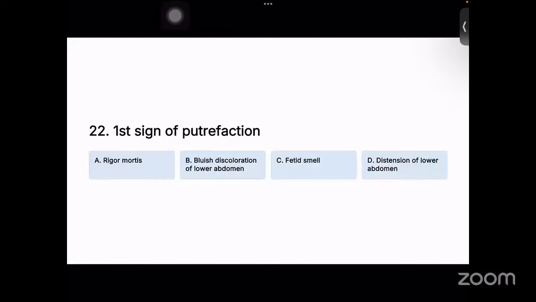The first sign of putrefaction is bluish discoloration of lower abdomen. Bluish discoloration of lower abdomen is the first sign of putrefaction. Pretty straightforward question, people.